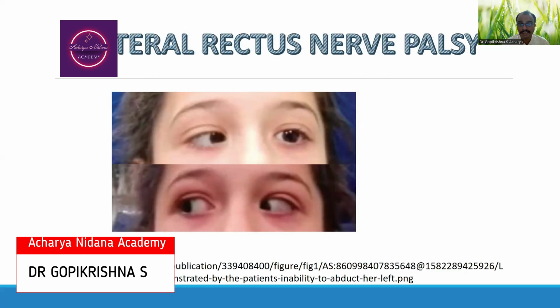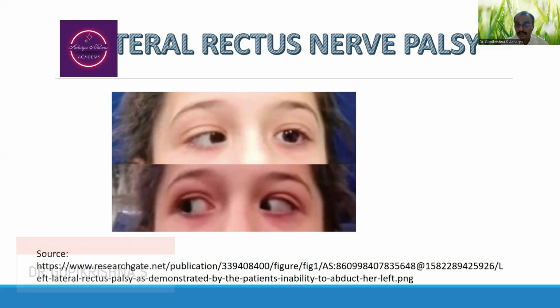When you talk about sixth cranial nerve palsy, the person is having left sixth cranial nerve palsy, wherein the movement towards the left lateral side is absent, whereas on the right lateral side it is moving very easily. So this is indicative of cranial nerve paralysis, the sixth cranial nerve palsy.